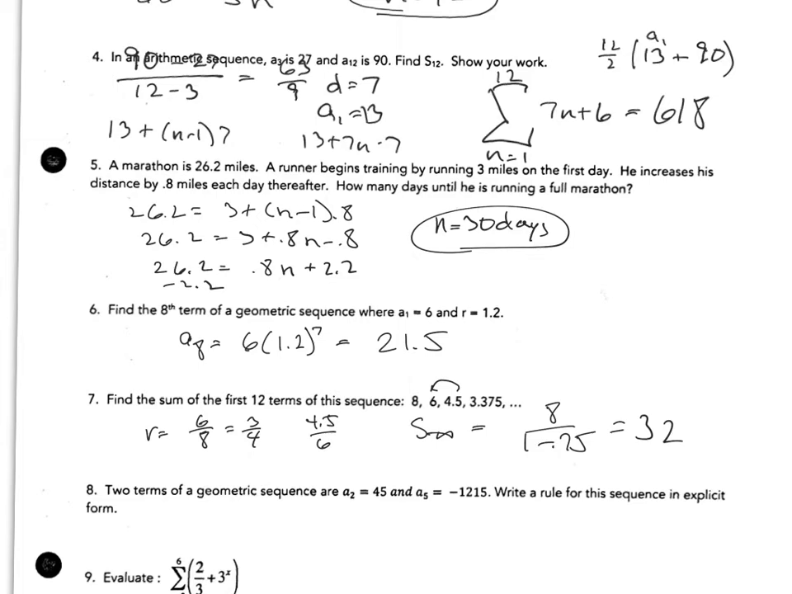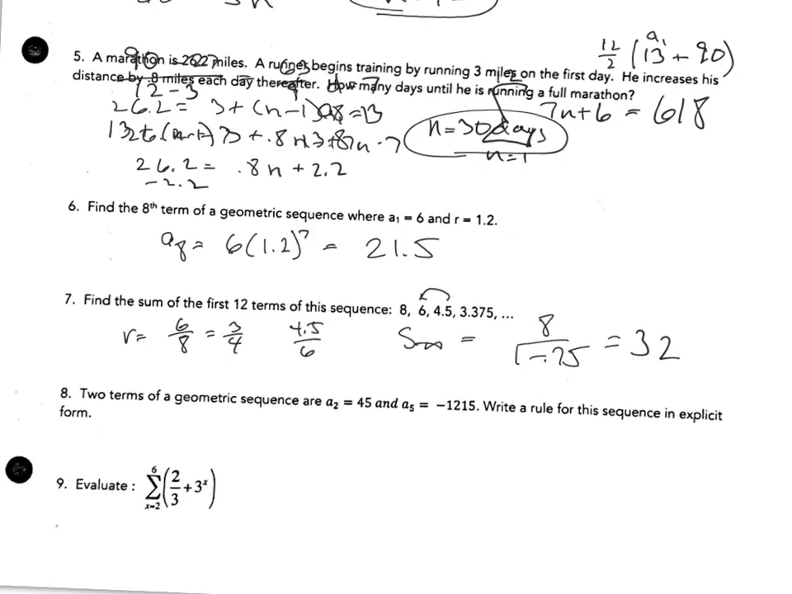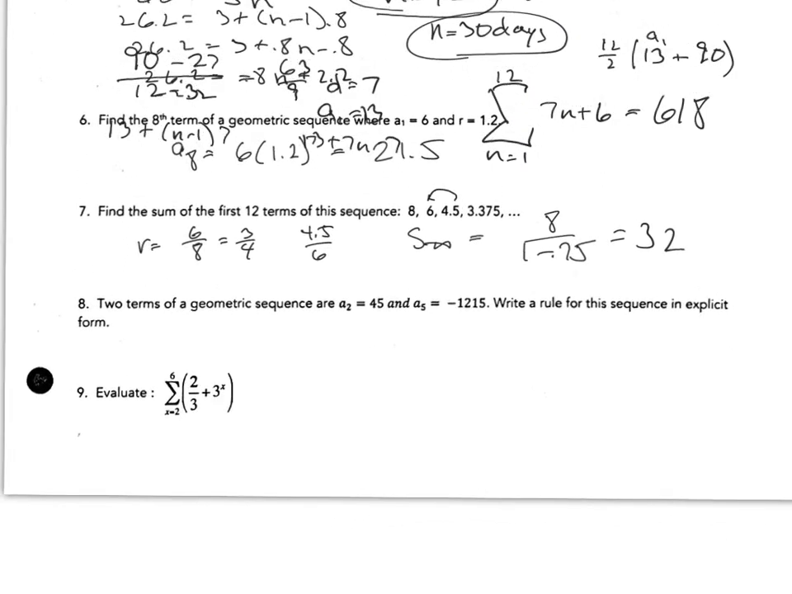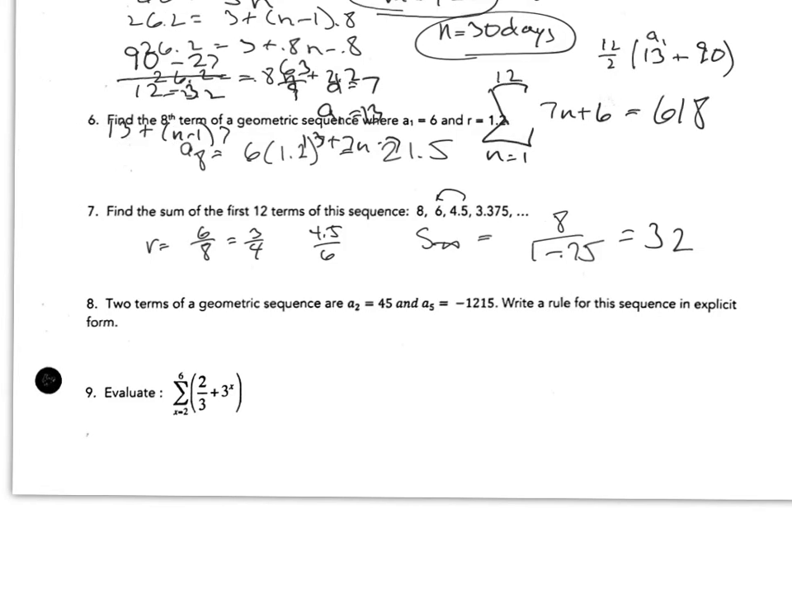Now for number 8, a couple different ways you can do this. The answer has been corrected on your paper. I'm just going to try to think through this a little bit logically rather than trying to force a formula. We've got the second term at 45, and the fifth term at negative 1215. So you're going to multiply by r, multiply by r, multiply by r. So you're going to multiply by r to the third.